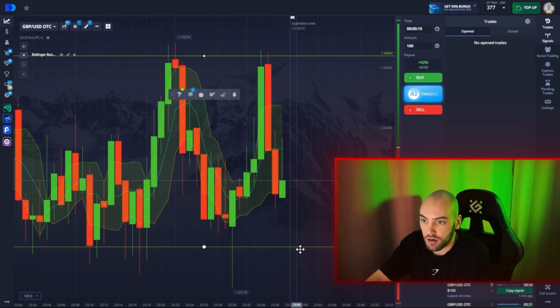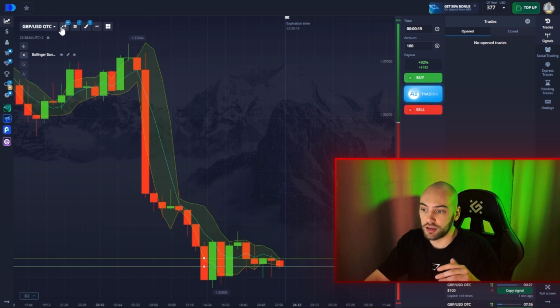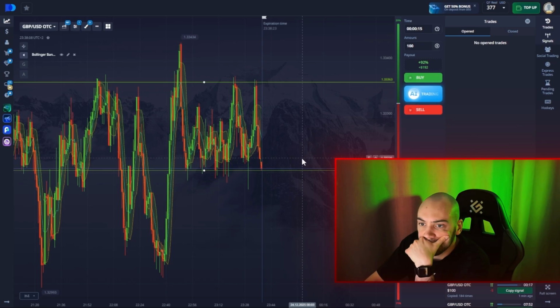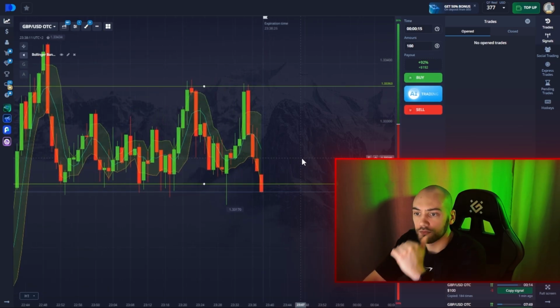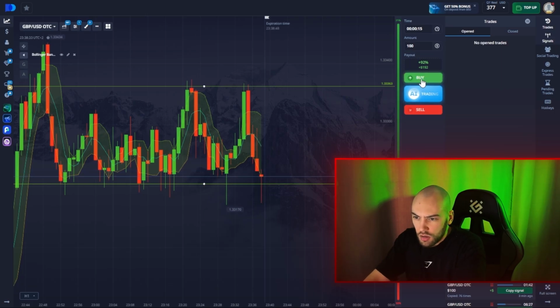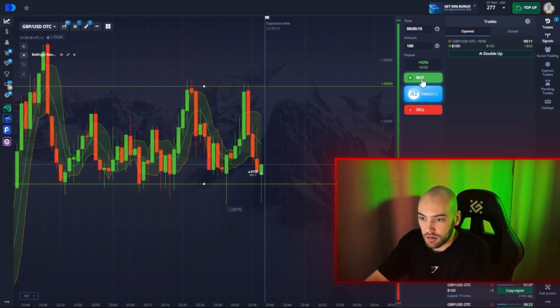You see the trend on the hourly chart is downward. Now I'll open more short orders. The price reached the previous minimum, so I can open a buy. Okay, so I'll open a buy as the price touches the band again.